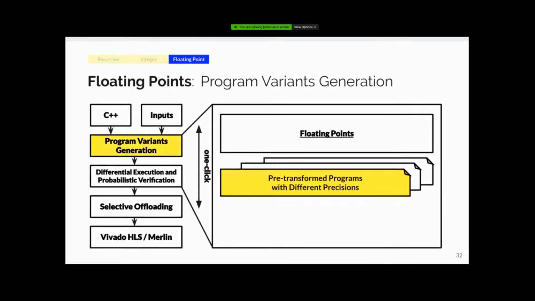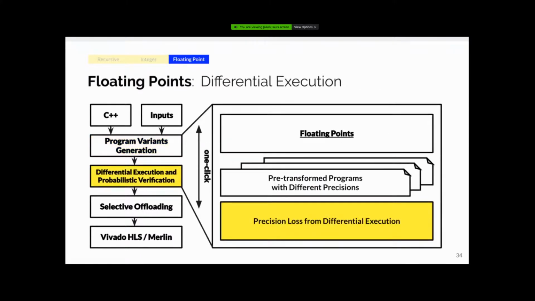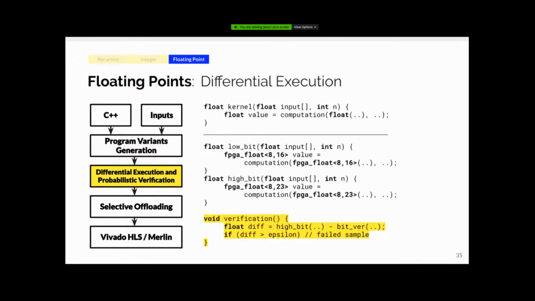It first generates program variants with different precisions by source-to-source transformation. For example, we use a rules compiler to get two transformed versions, one with reduced precision and another with the original precision. After getting these variants, we measure the precision loss using differential execution. We add a verification function to check whether the error is within the threshold or not.